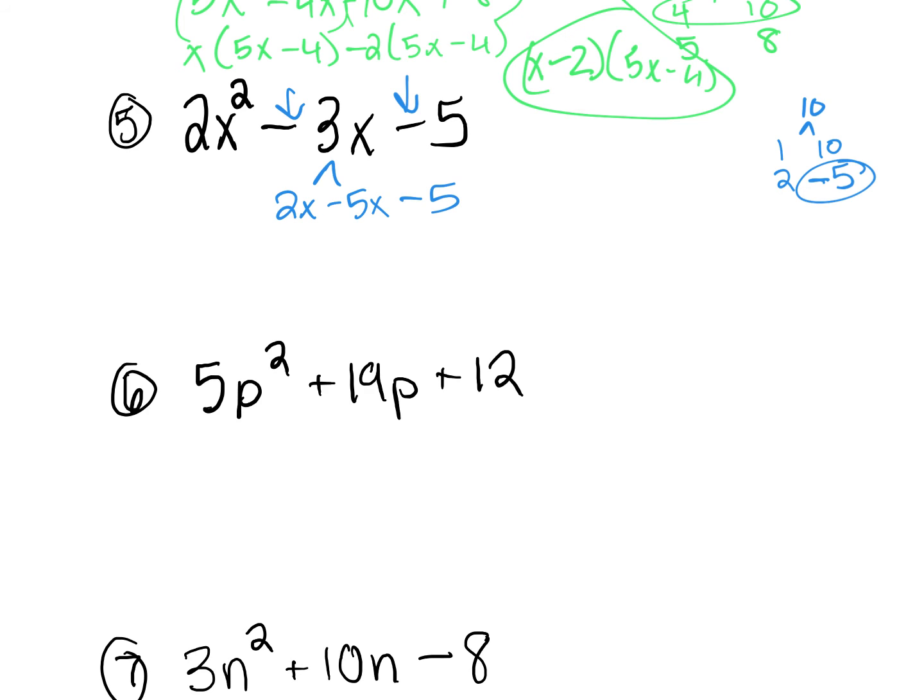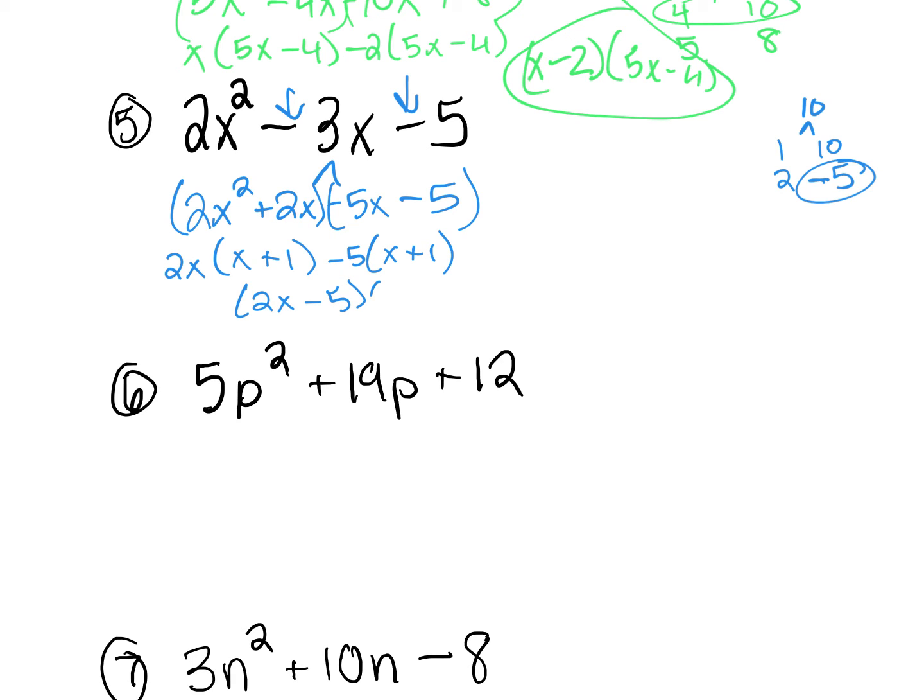Bring down my minus 5. Bring down my 2x squared. And then we're grouping. So 2x becomes x plus 1. Take out a negative 5, which becomes x plus 1. So our final factors are 2x minus 5 and x plus 1.